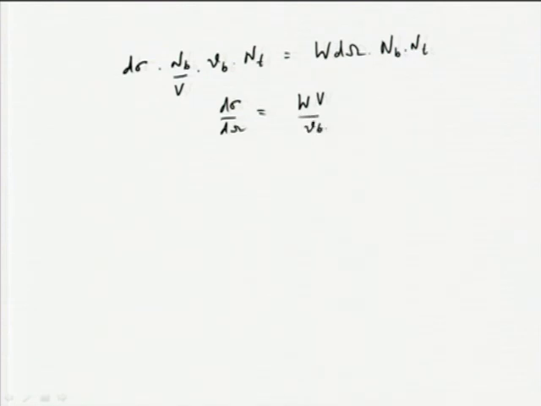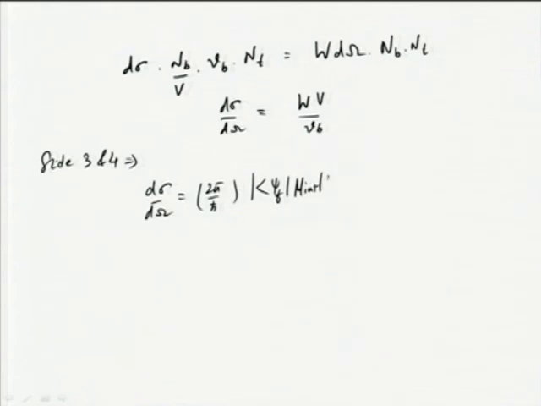or you can write d sigma over d omega equal to W V by Vb. Now, go to slides 3 and 4 to get W, and write d sigma over d omega as 2 pi over h cross, W into psi f H interacting psi i squared, dn over de, into V by Vb, and dn by de was given in slide 4.